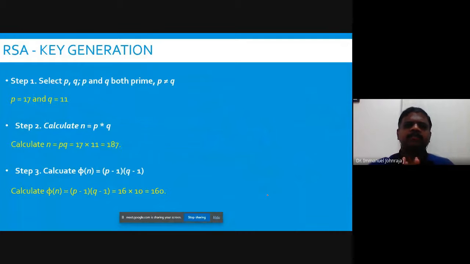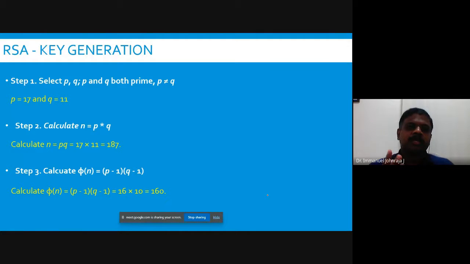Very simple steps. You have to choose two numbers. They are not random. These two should not be equal. They both must be prime numbers. So for our example, you have chosen two numbers. Then calculate n by multiplying these two numbers. Simple. Calculate phi of n by reducing these numbers by 1 and multiplying them.